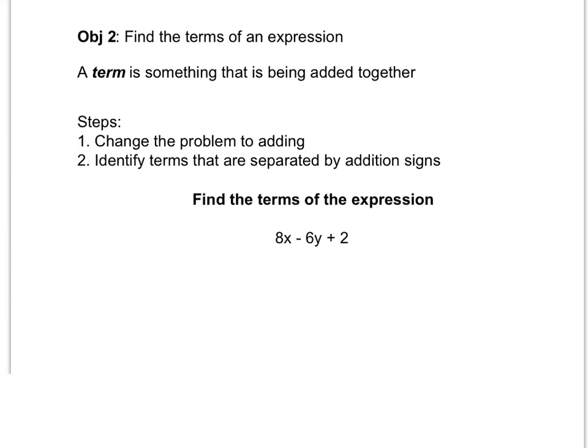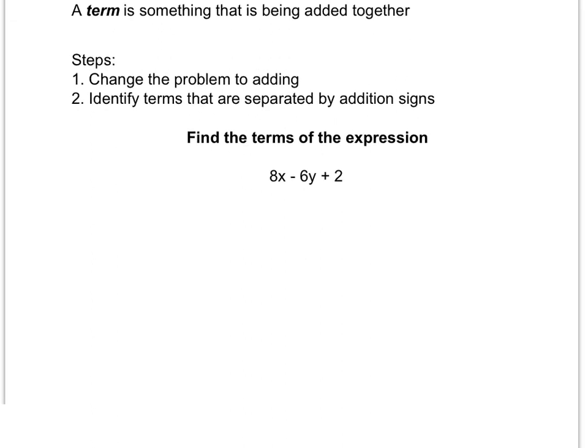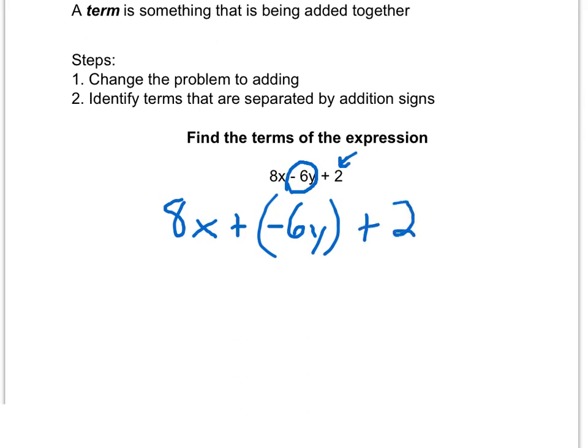So, let's go to the example. Find the terms of this expression. Again, we need to change the whole problem to adding first. Well, this 8x, the first term never changes. I've got a minus sign right here, so I have to change this part to adding the opposite. I change it to plus negative 6y. Then over here, we've already got a plus, so we just leave it as plus 2.